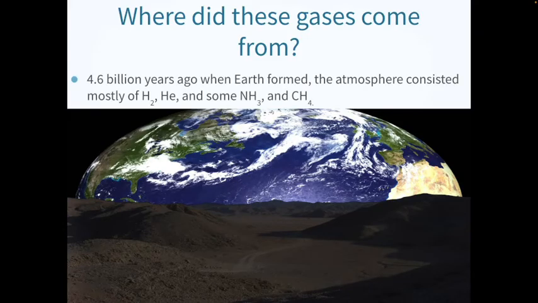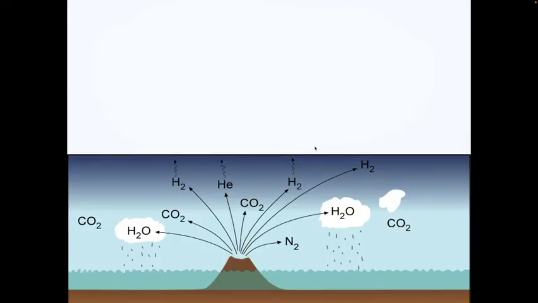Well, 4.6 billion years ago when the Earth formed, the atmosphere consisted mostly of H2, which is hydrogen, helium, and NH3 and CH4. So, just for reference, this is ammonia and this is methane. So that was not very good for us. And this is kind of like a history of how the Earth's atmosphere came to be what it is today based on what we just talked about.